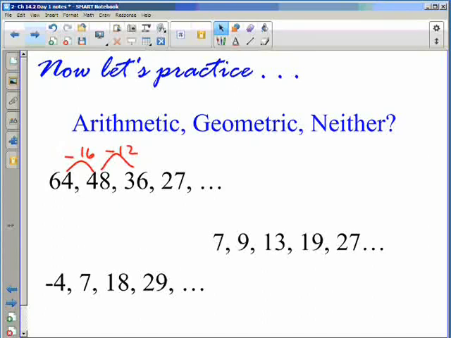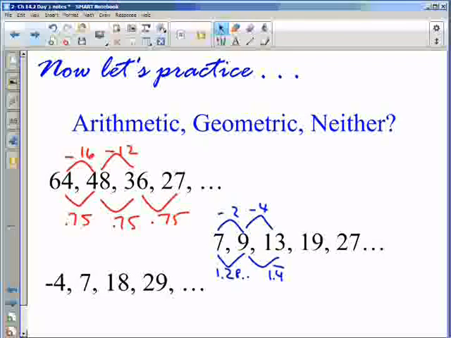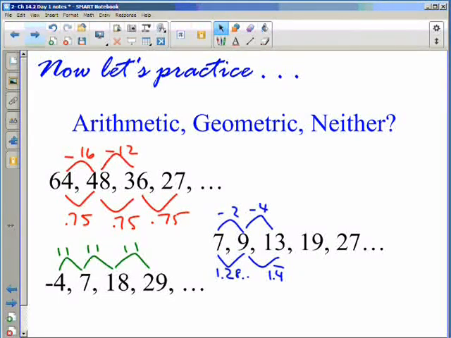I look at the top here, it changes right away. I don't have a constant when I subtract. So if I do division, I end up with a 0.75. If we look over here at 7, 9, 13, and so on, if we try looking at the difference, we get a varying difference, so it's not constant. We wouldn't say it's arithmetic. And then if we look down here, nope, we don't have a common ratio either, so this one is neither of them. Negative 4, 7, 18, 29, do some math, we get a constant of 11.